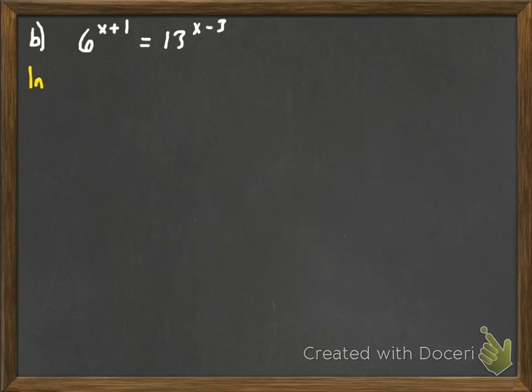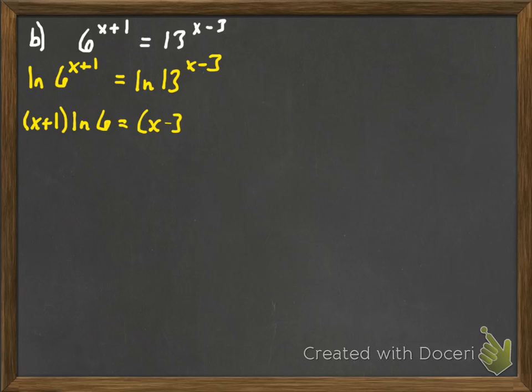So that'll give us the natural log of 6 to the x plus 1 power is equal to the natural log of 13 to the x minus 3 power. Now what do we do from there? Well, we're going to go ahead and use the power property on both sides of the equation so that we no longer have variables in exponents. So we'll have x plus 1 times the natural log of 6 equals x minus 3 times the natural log of 13.